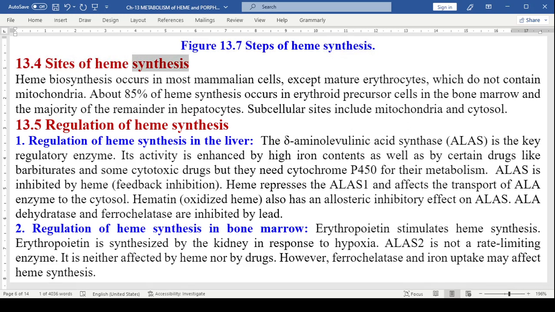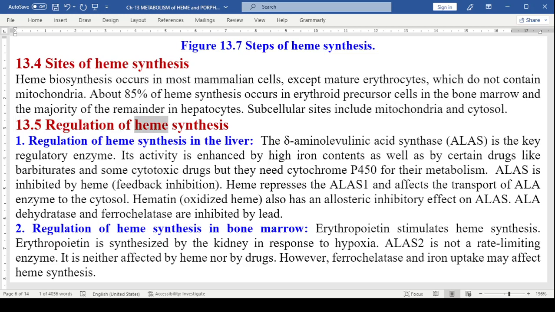13.4 Sites of heme synthesis. Heme biosynthesis occurs in most mammalian cells, except mature erythrocytes, which do not contain mitochondria. About 85% of heme synthesis occurs in erythroid precursor cells in the bone marrow and the majority of the remainder in hepatocytes. Subcellular sites include mitochondria and cytosol.